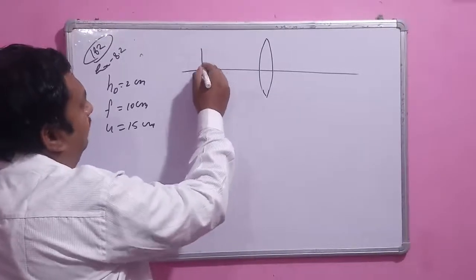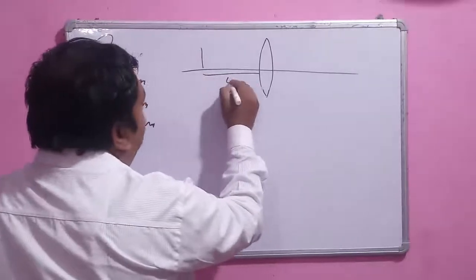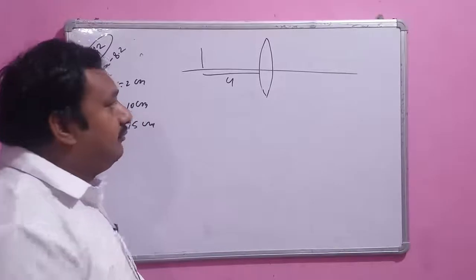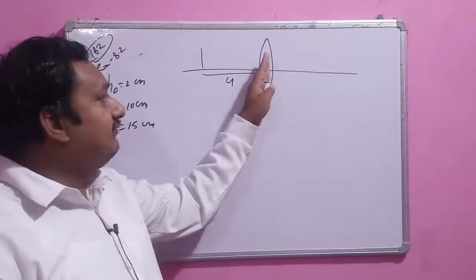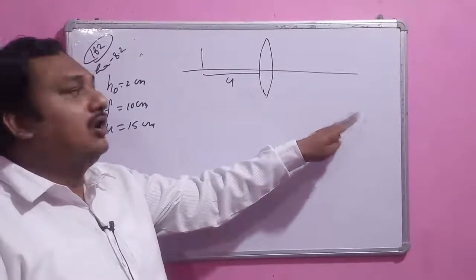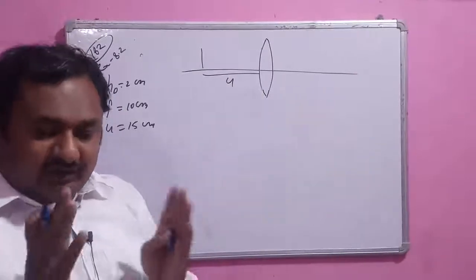So here is the object, 2 centimeter tall. Okay, so this is the object distance. Now in case of a lens, where do you consider the focus? Will you consider the focus on this side, or on this side, either on the left of the lens or on the right of the lens? Where do you consider it?